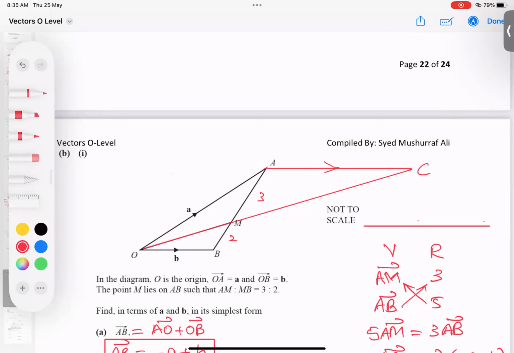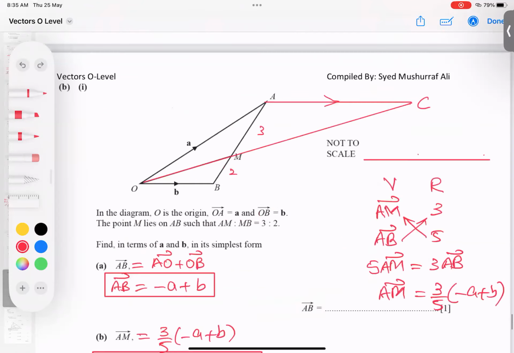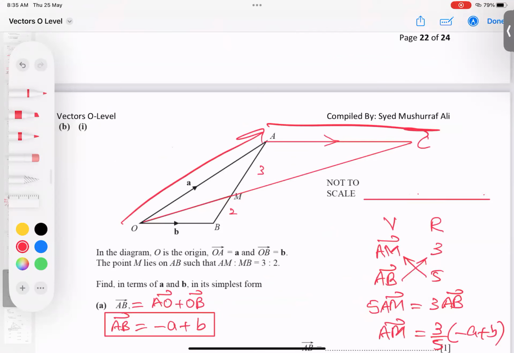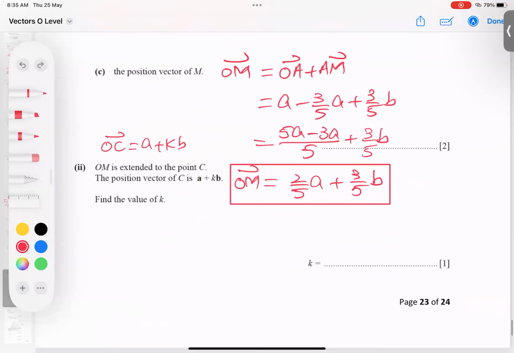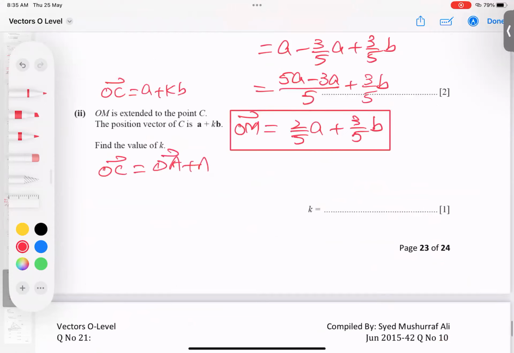This is C. Let me check C. Yeah, OM is extended to point C such that the position vector, it means starting from O, he talks about OC. So OC is given by him as A plus KB. If you look at OC, this plus this. So this is A, already mentioned. So this is O to A to C. I am finding OC, writing my own path: O to A and A to C. OA is a small vector, AC is left only.